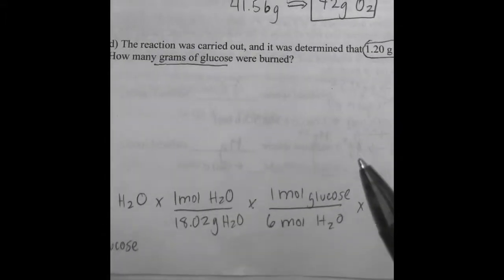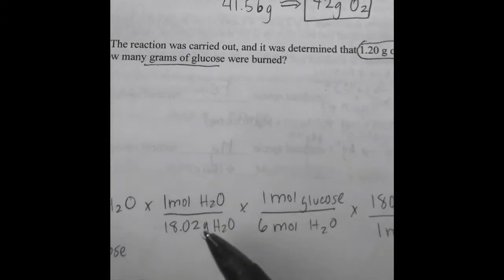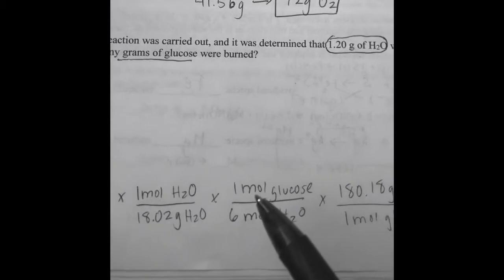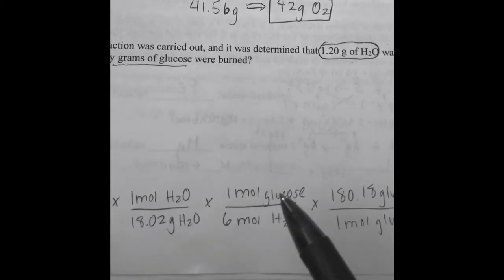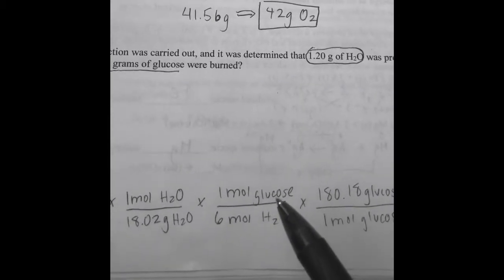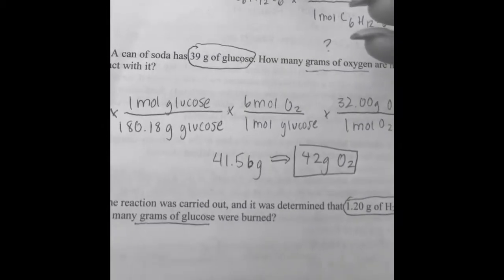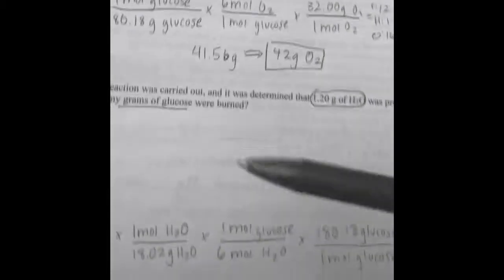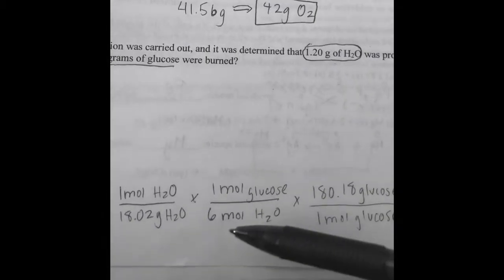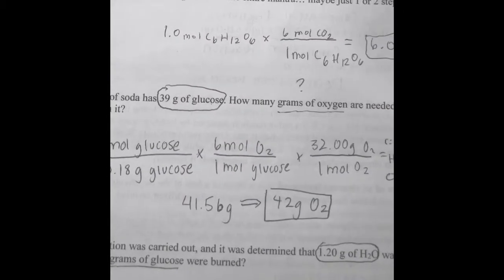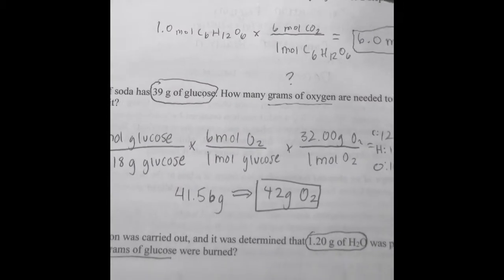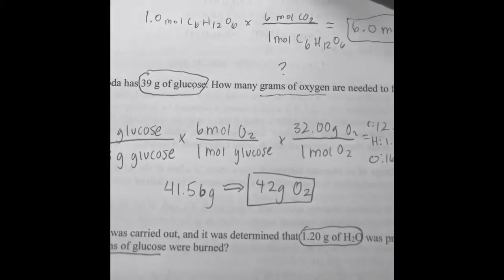So we're going to go ahead and use that: 18.02 grams of water to 1 mole of water, and then 1 mole of glucose to 6 moles of water. And we got the 1 mole of glucose from up here, using the same one. How do we get that? There are 6 moles of water right here. Anytime there's a coefficient, we're already talking about the moles.